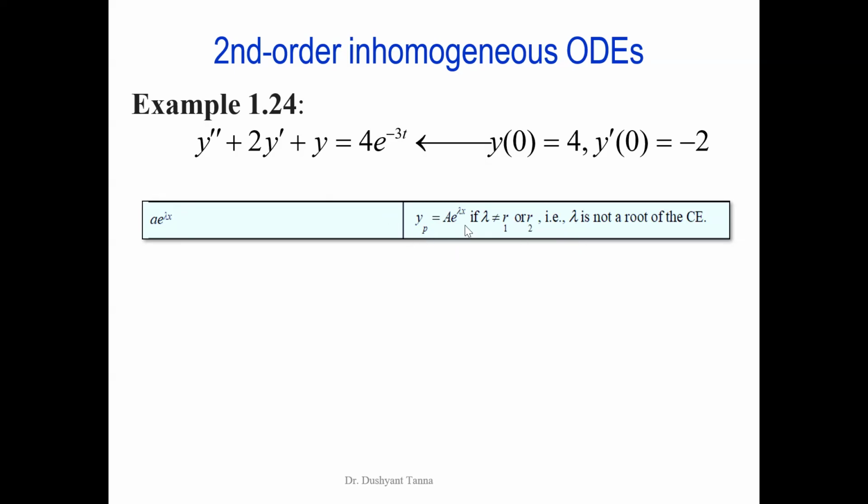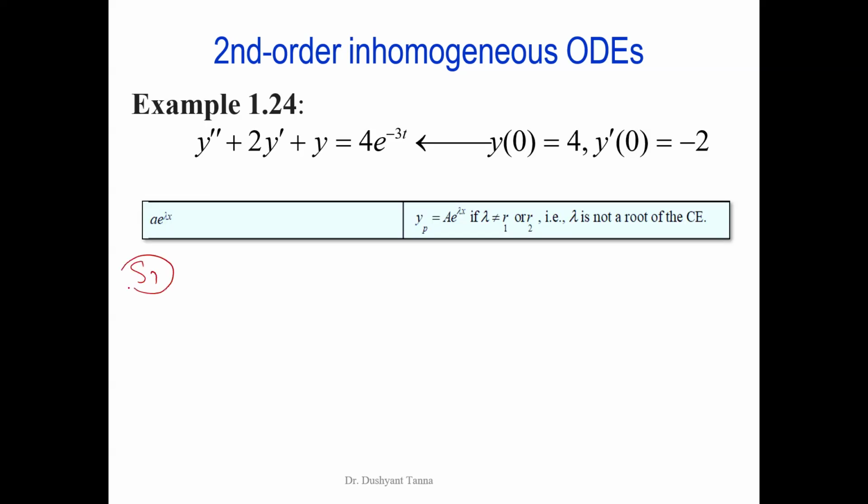So yp is A e raised to lambda x, in our case A e raised to lambda t, because the independent variable is t. We just have to make sure lambda is not a root of the characteristic equation. Our lambda is -3, and here -1 is the root of the characteristic equation, so that should be fine. Okay, first step first. Those who are watching the recording, please pause it here and do it.